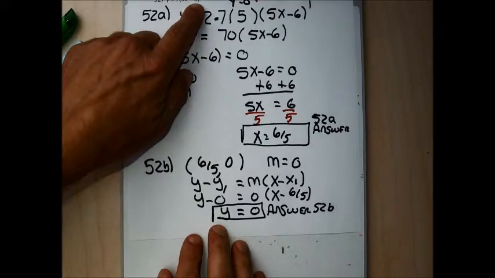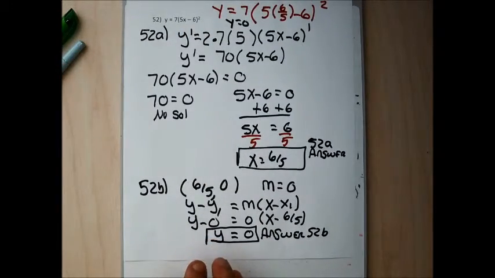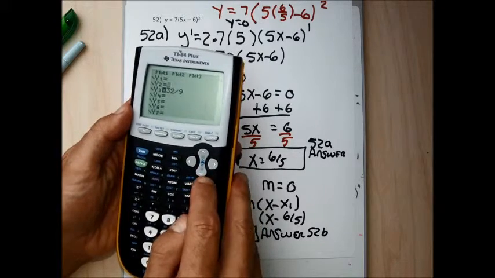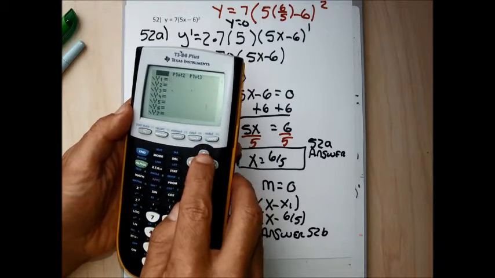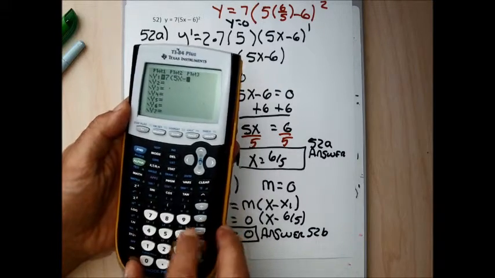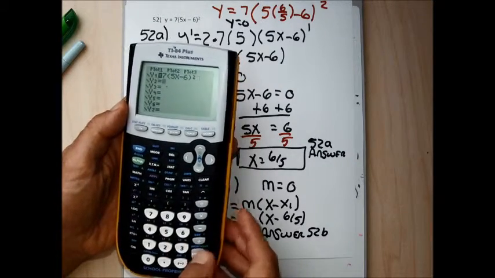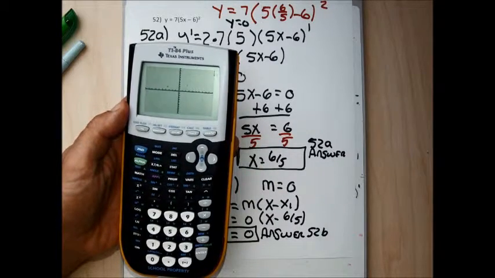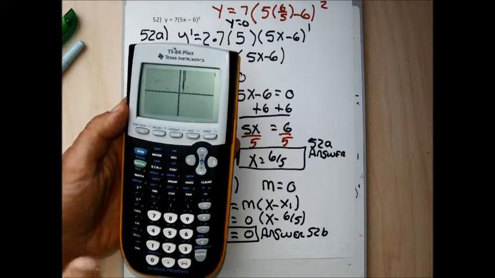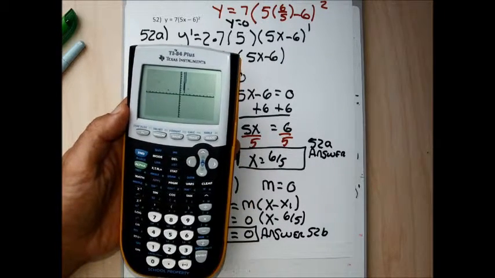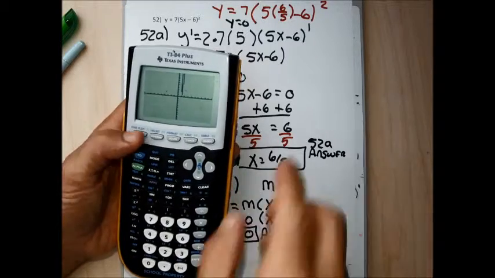vertex of the parabola. This is a parabola because it's an x squared. So if I wanted to check, I'll just go y equals, clear out anything that's in there already, graph the function, 7 parentheses 5x minus 6 squared, graph the answer to part B, and when I do that, I get the function graphed. Well, it's a bad window. It doesn't even look like a parabola because my y's need to be a lot bigger, I think. Let me just make a better window for you.